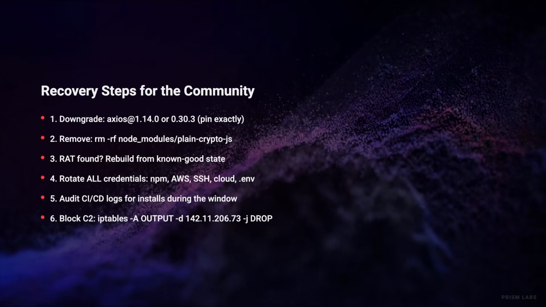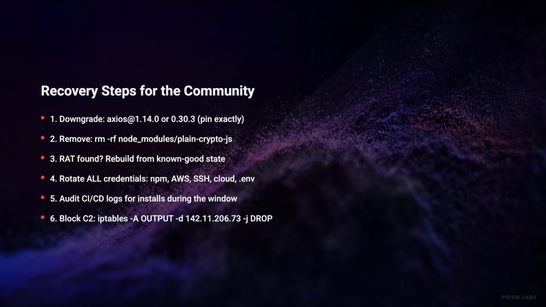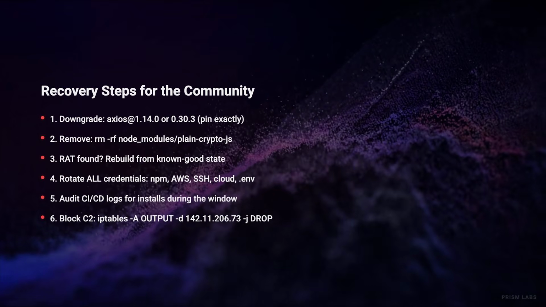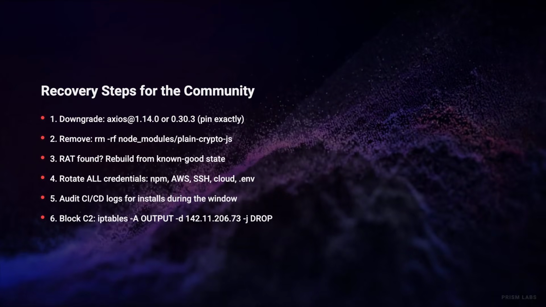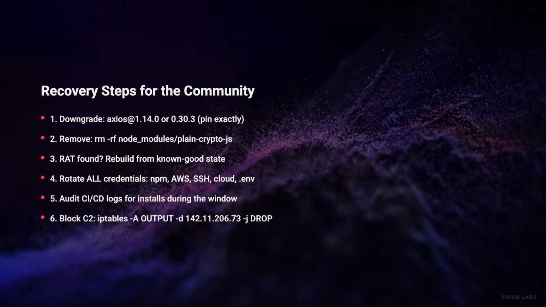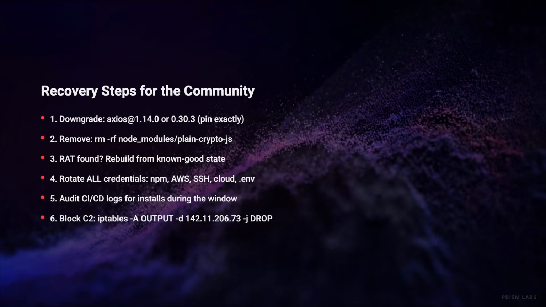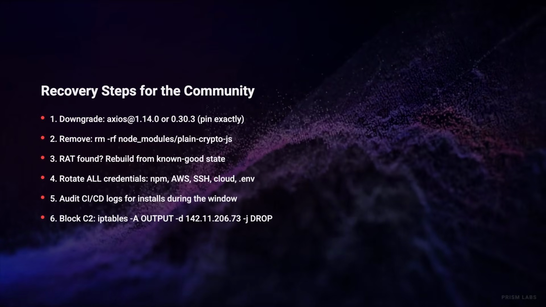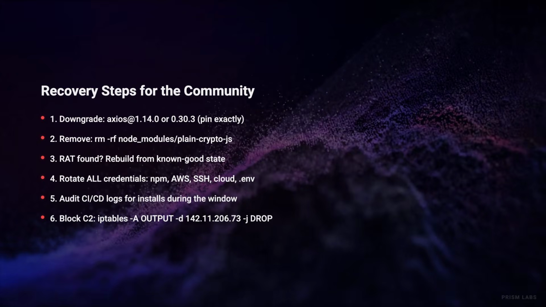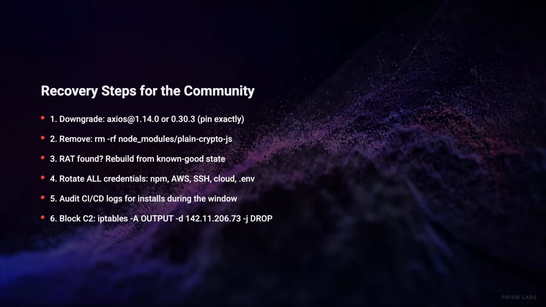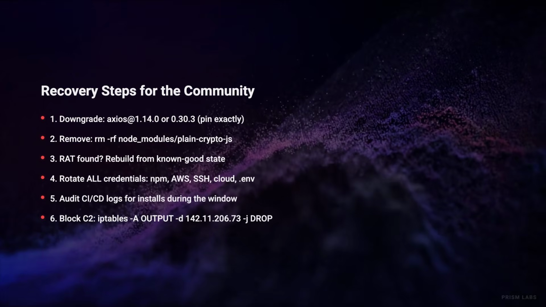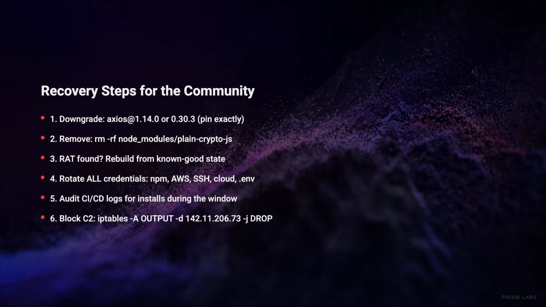Step 4. Rotate every single credential that was accessible at install time. That means your npm tokens, your AWS access keys, your SSH private keys, cloud credentials for GCP and Azure, all CI/CD secrets and pipeline tokens, and every value stored in your .env files. Assume the attacker has all of them. Step 5. Audit your CI/CD logs thoroughly. Review every pipeline run that executed npm install during the 2 to 3 hour window the malicious versions were live on the registry.